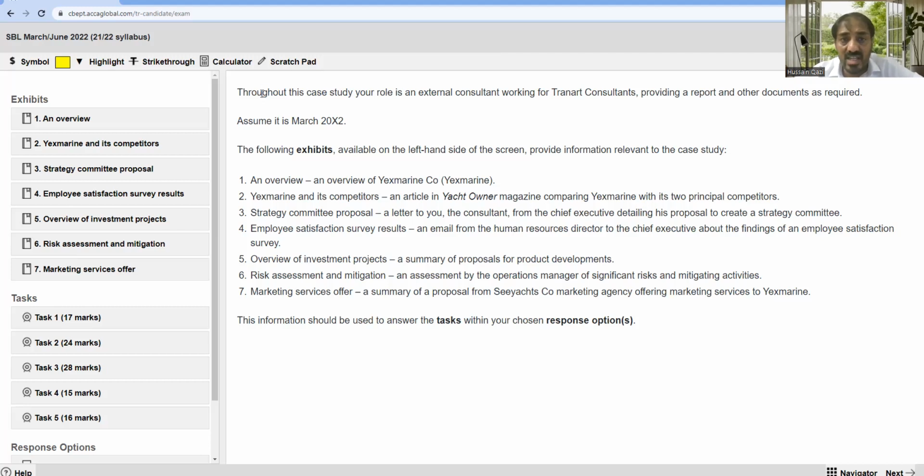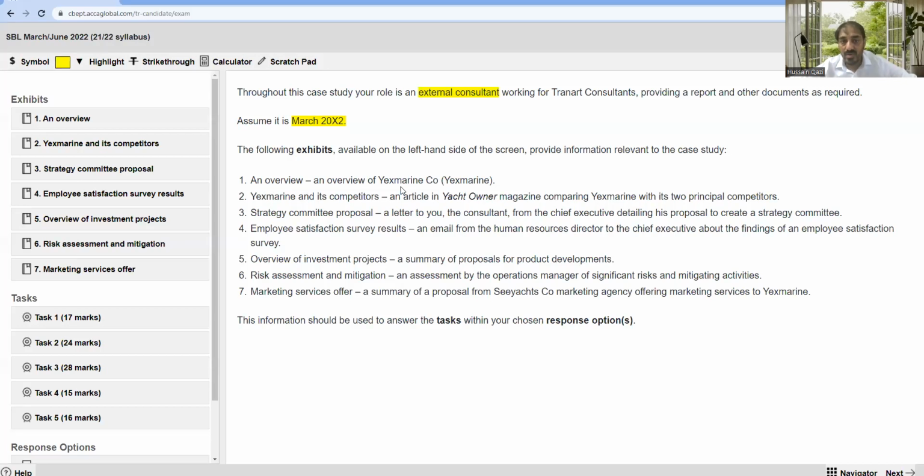Now come on, quickly. Throughout this case study, your role is external consultant. So our role here is the external consultant working for Tranart Consultants, providing a report and other documents as required. Assuming now is March X2, the following exhibits available on the left hand side of the screen provide information relevant to the case study.